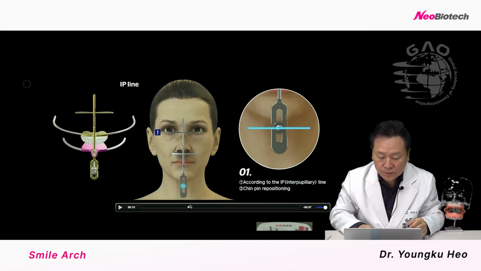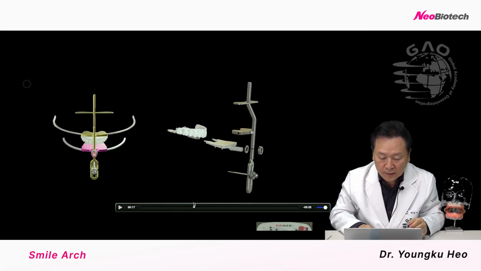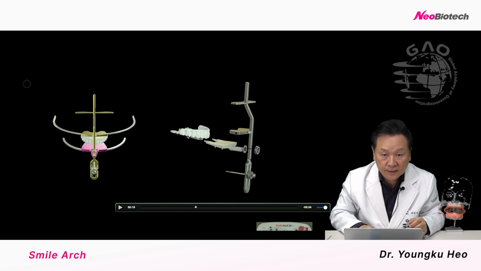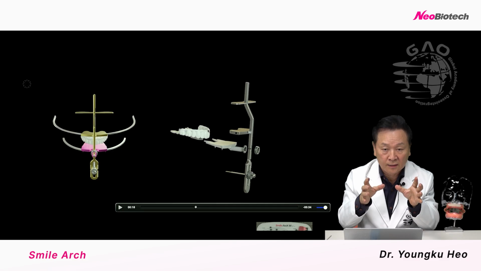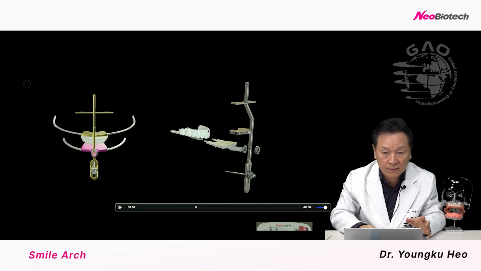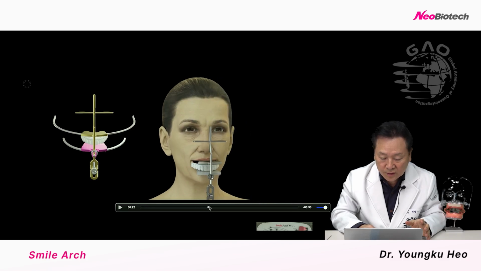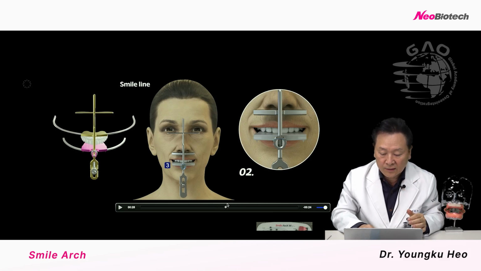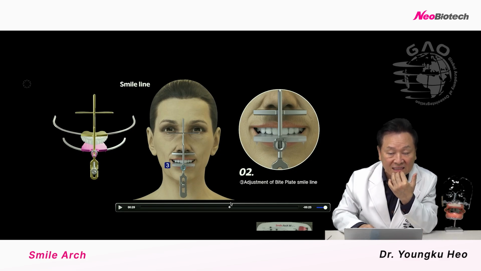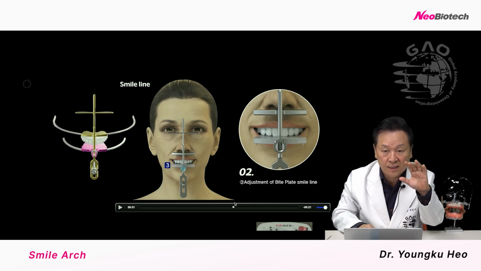And there's teeth aligned there, so we can attach them to this device and then put it in the patient's mouth, and then we can adjust the inside line. As you see there, there's an inside line.